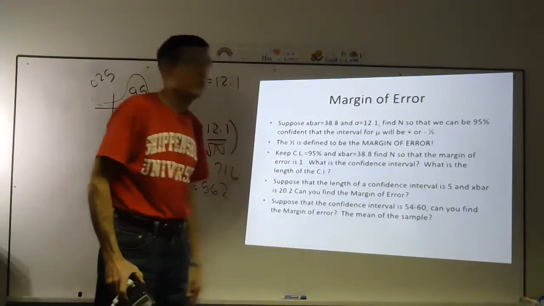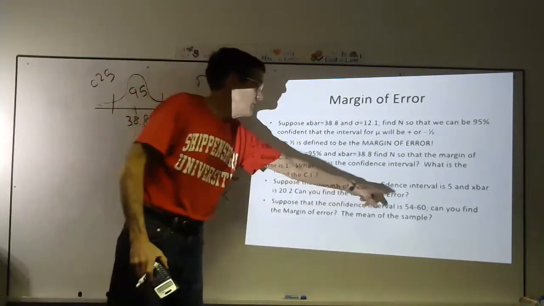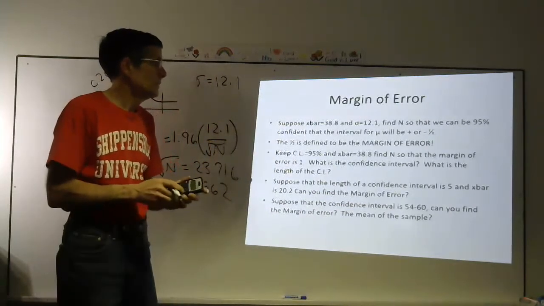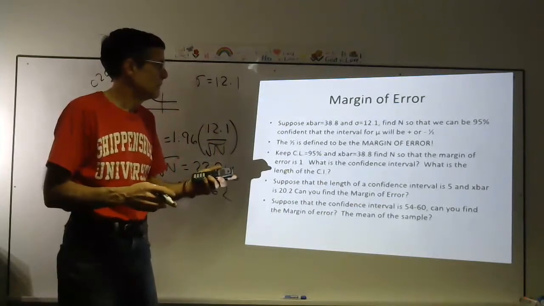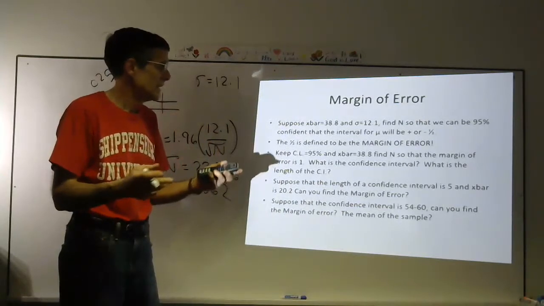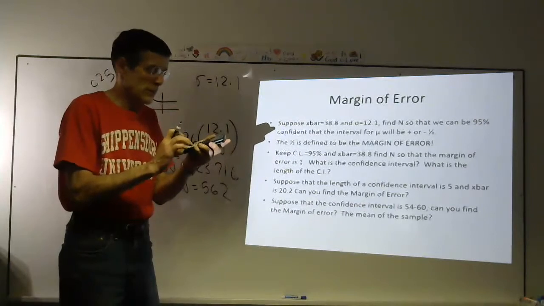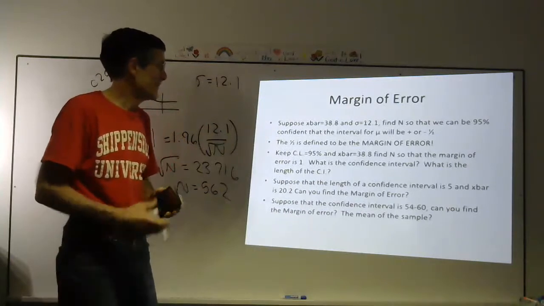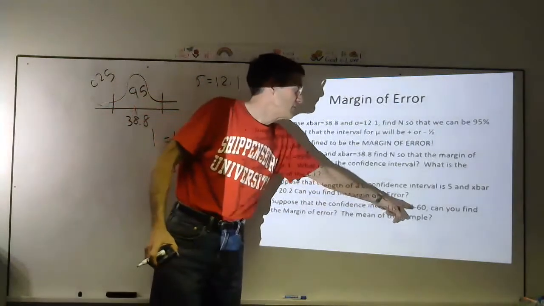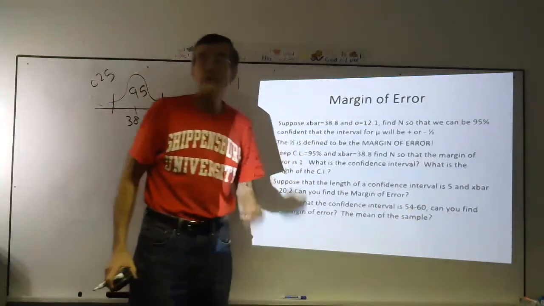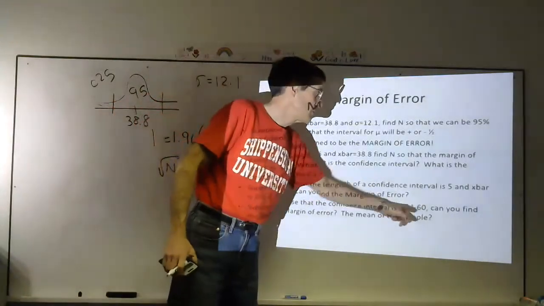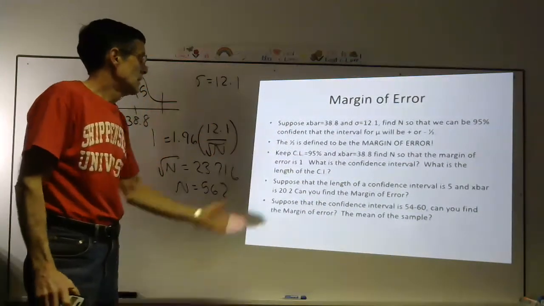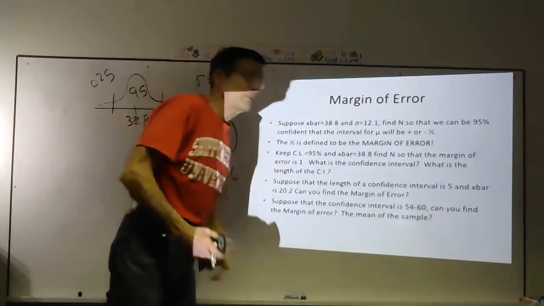Suppose the confidence interval is 54 to 60. Can you find the margin of error? Yes. 54 to 60, you could find the middle by averaging those two: 54 plus 60 divided by 2 is 57. What's the margin of error? 57 to 60, 57 to 54, isn't it 3? Or you could take the total distance between the two, which is 6, and cut it in half, which is 3. The mean of the sample was 57.